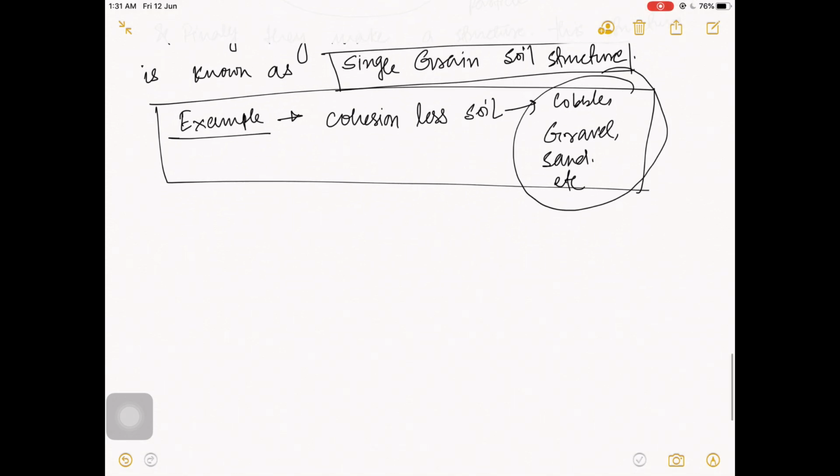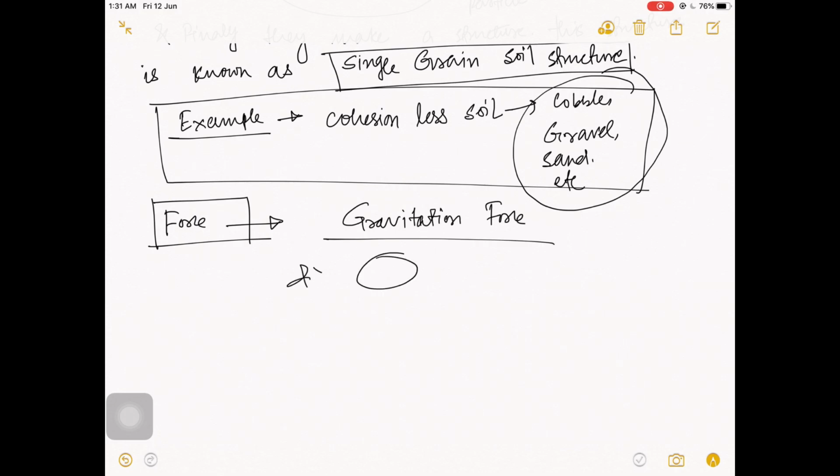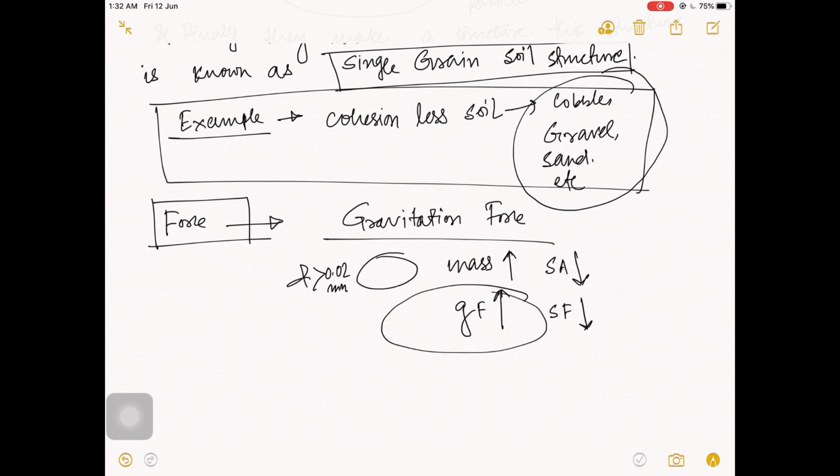Now I talk about force. What kind of force acts on this soil structure? Very simple, gravitational force. Why gravitational force? Because the diameter is high, so mass is high while surface area is very less. That is why gravity force is high and surface force is low. That is why for this structure gravity force is more dominating.